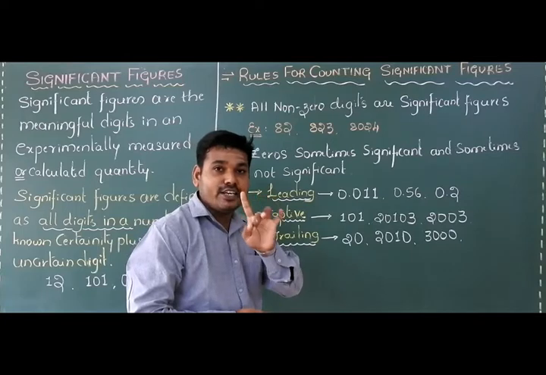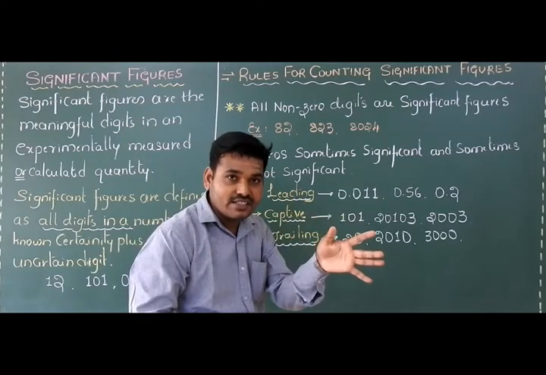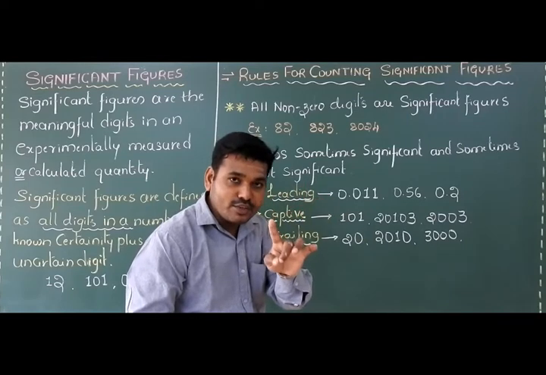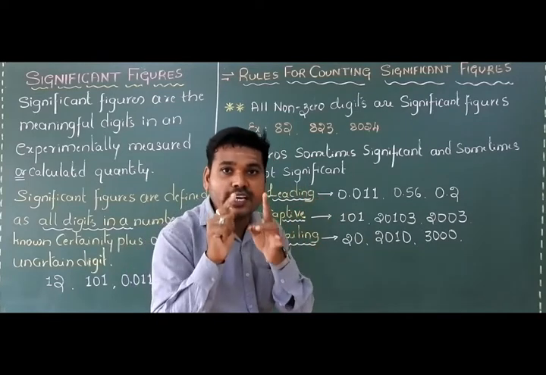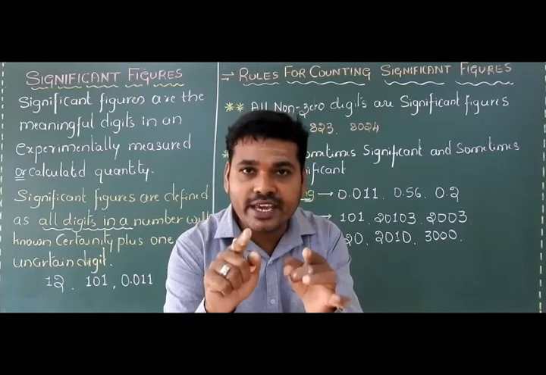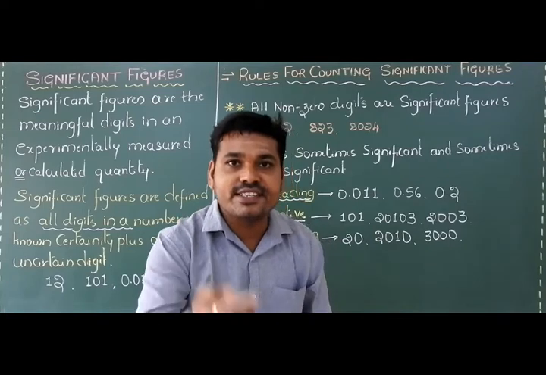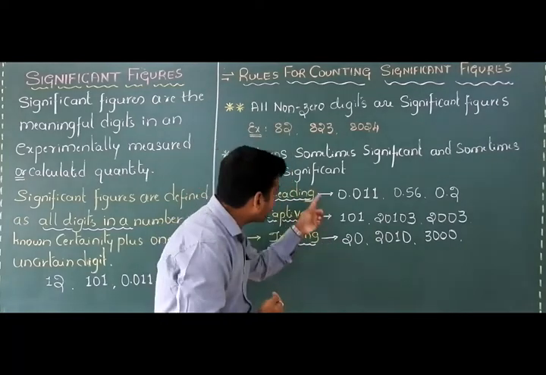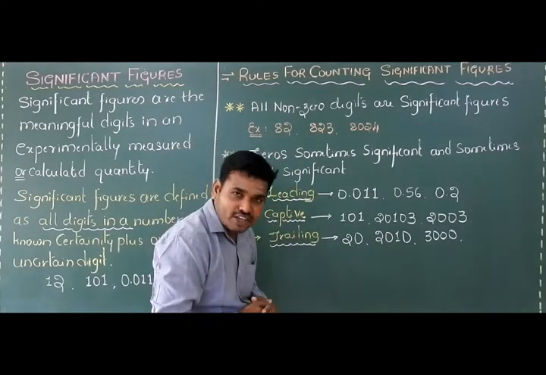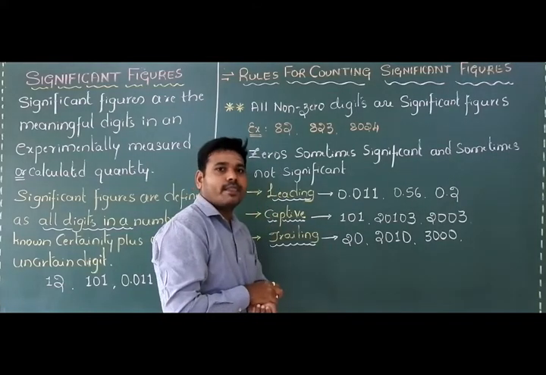See, the leading zeros are not counted as significant figures, and these leading zeros are used to locate the decimal point, and the easiest way to count the number of significant figures in such cases is to express the given number in scientific notation and then count the number of significant figures.